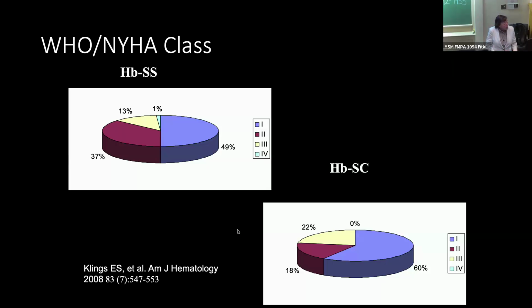And this questionnaire data was generated as part of my K23, where we asked patients about their exercise tolerance using standard questionnaires. This was data from 146 adults with sickle cell disease, and approximately 50% of patients with hemoglobin SS disease and 40% of those with hemoglobin SC disease had mild to moderate dyspnea on exertion, or were New York Heart Association class 2 or higher.